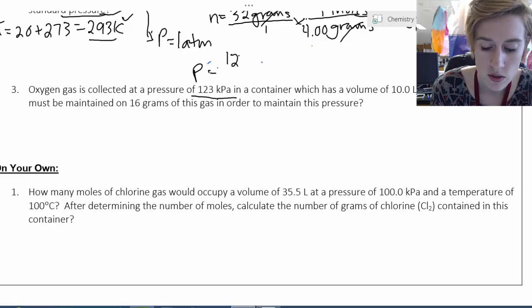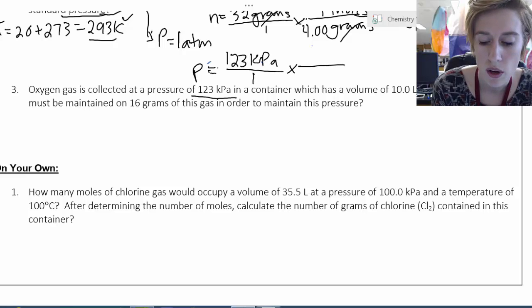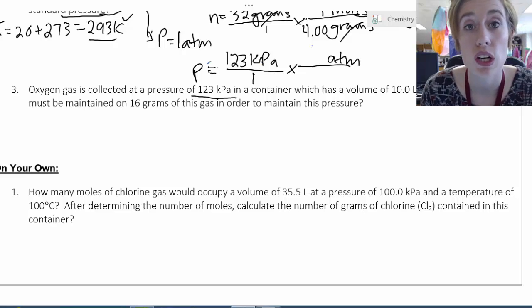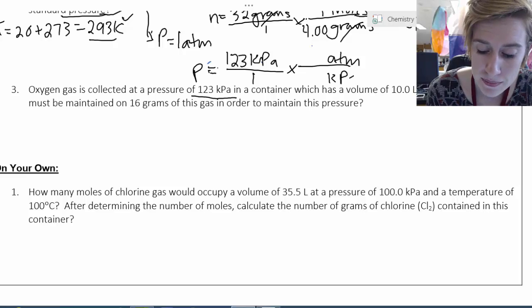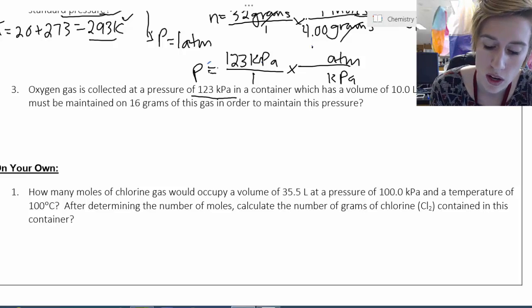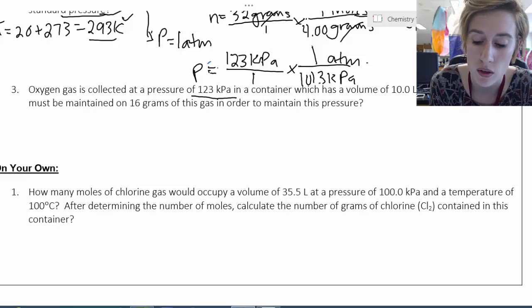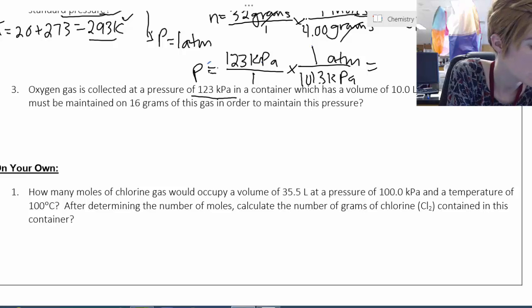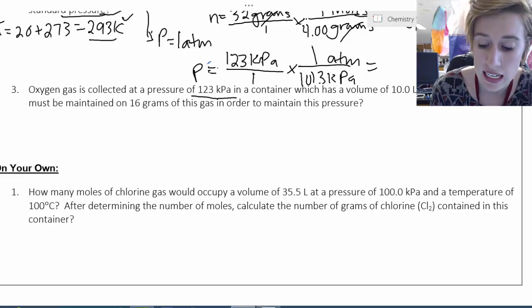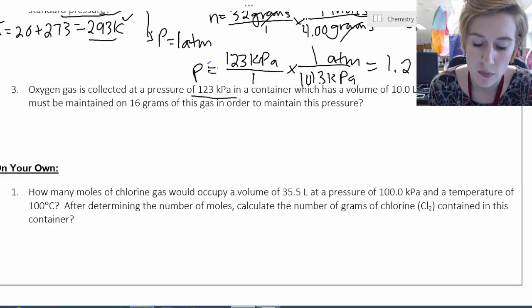I had 123 kilopascals, but what unit do I want? Well, I want to go to atm because pressure in my ideal gas law always has to be atm. So kilopascals goes on the bottom. And what's my conversions? Well, 1 is always atm and 101.3 is kilopascals. If you have issues converting, you need to go back and rewatch 11.1. I'm dividing, and I get 1.21 atm. So that's my pressure.